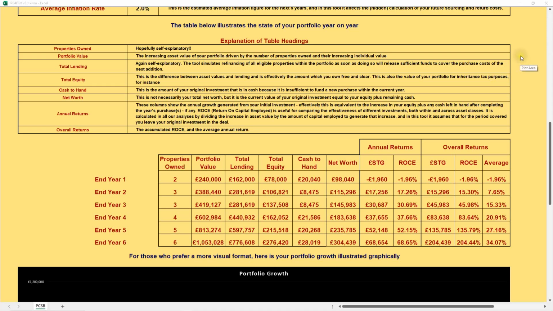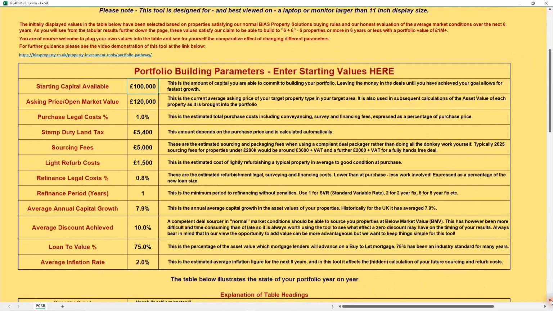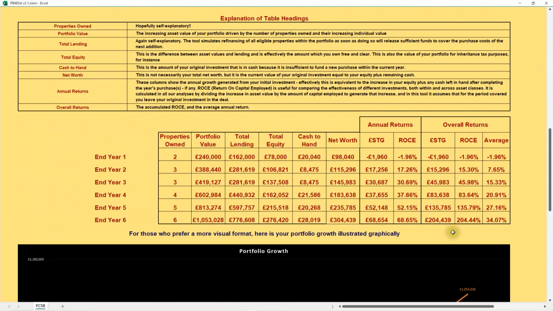Okay, so here's where we display the results of your edits. So they update in real time. So as you change your entries in the portfolio building parameters, the numbers in this table will update, and just run through them quickly what they are.